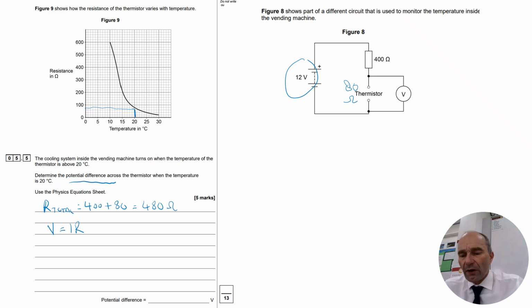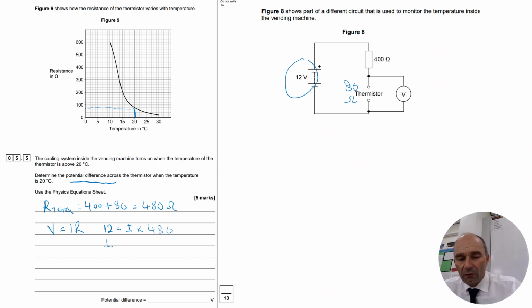So we can use V equals IR to work out the current within that series circuit. And remember, the current is going to be the same at any point within that circuit. So it'll be the same current going through the 400 ohm resistor as it is through the thermistor. And that'll become important. So to work out the current flowing in the whole circuit, we've got a potential difference of 12 equals I times this total resistance of 480 ohms.